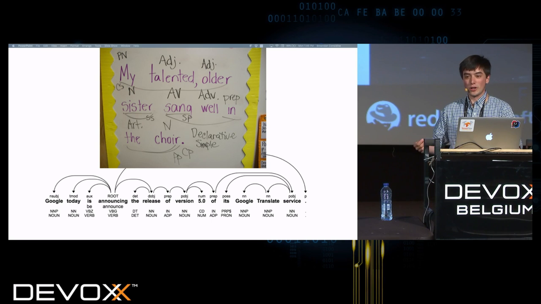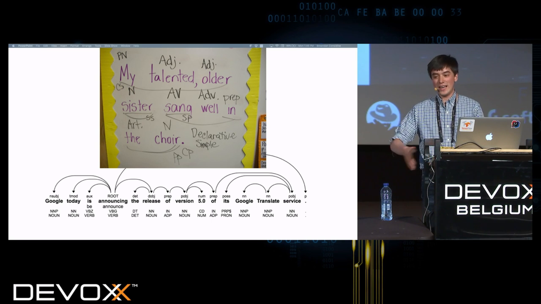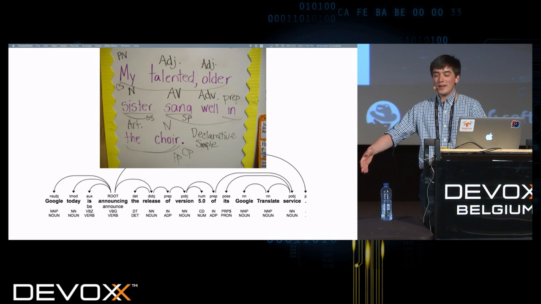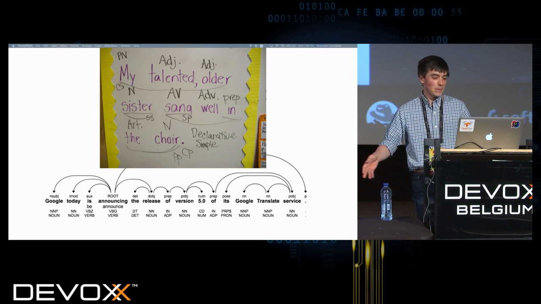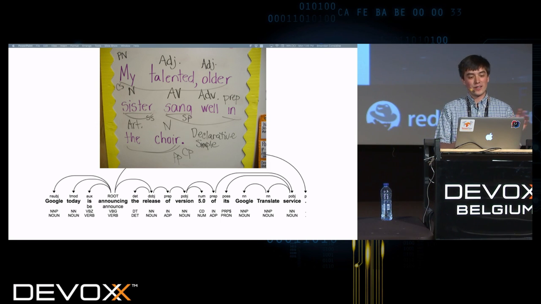So maybe when they're learning grammar, they don't have to learn Mary Had a Little Lamb, but something that's about their interests. So maybe they're interested in soccer or something like this. So they can learn from content that's interesting to them. Just an idea.